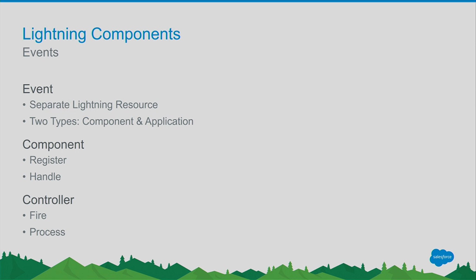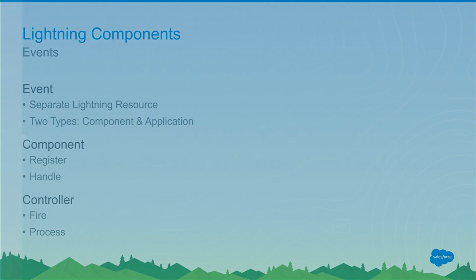As far as the architecture of events, in one component you'll register the event, and in a separate component you'll handle the event. And within the controller, you'll fire the event where it's registered and then handle or process a certain function in the component where it's handled. And I'll show you the code here.